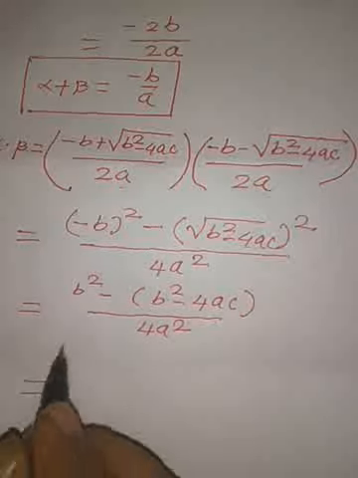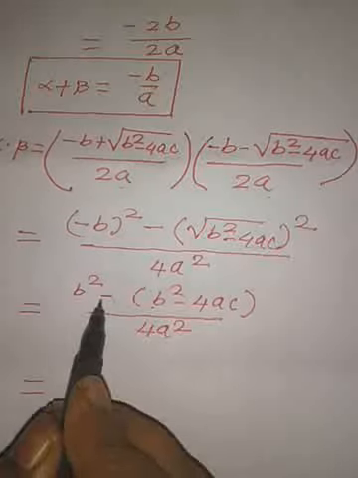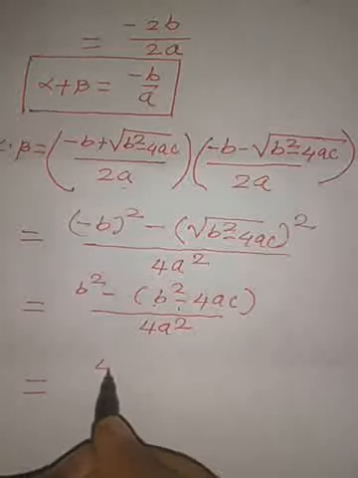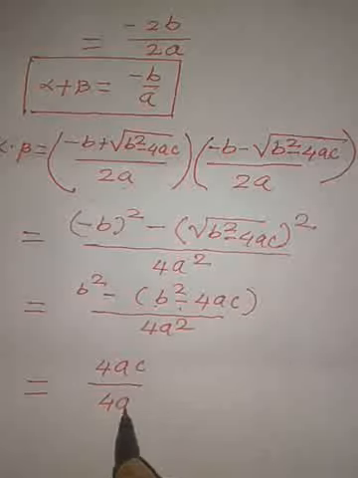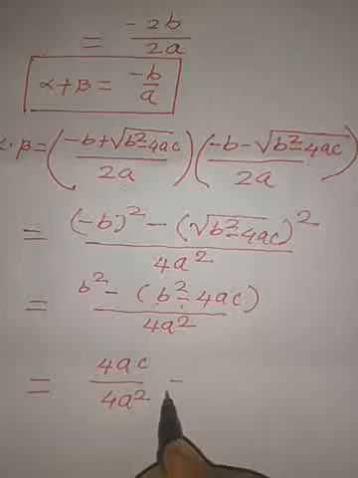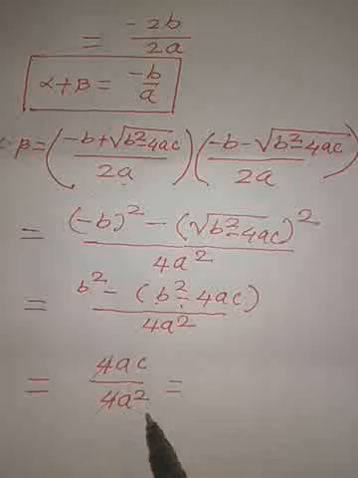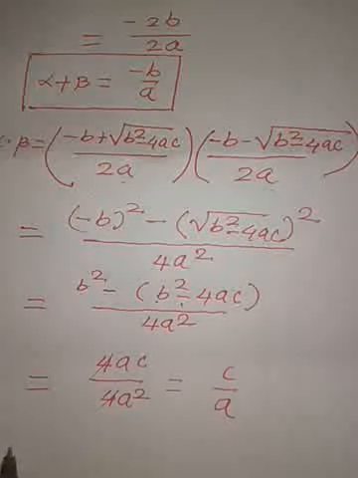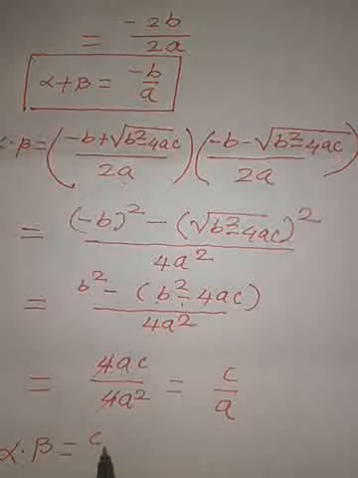That will be equal to, this b square minus b square will get cancelled and minus minus will be plus, and therefore that will be equal to 4ac upon 4a square. The 4 will get cancelled, a gets cancelled, therefore we will get c upon a. That is alpha into beta is equal to c upon a.